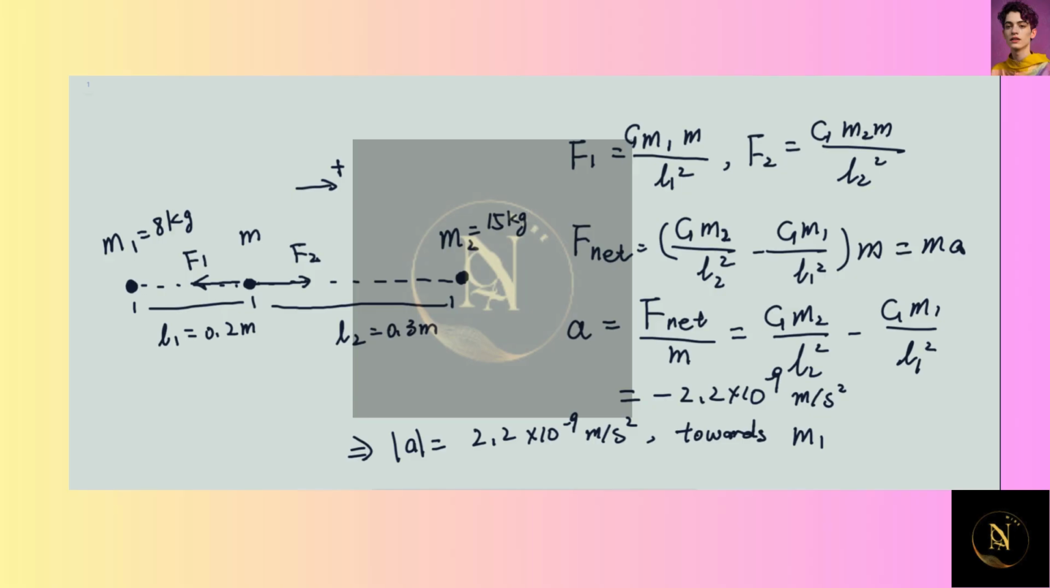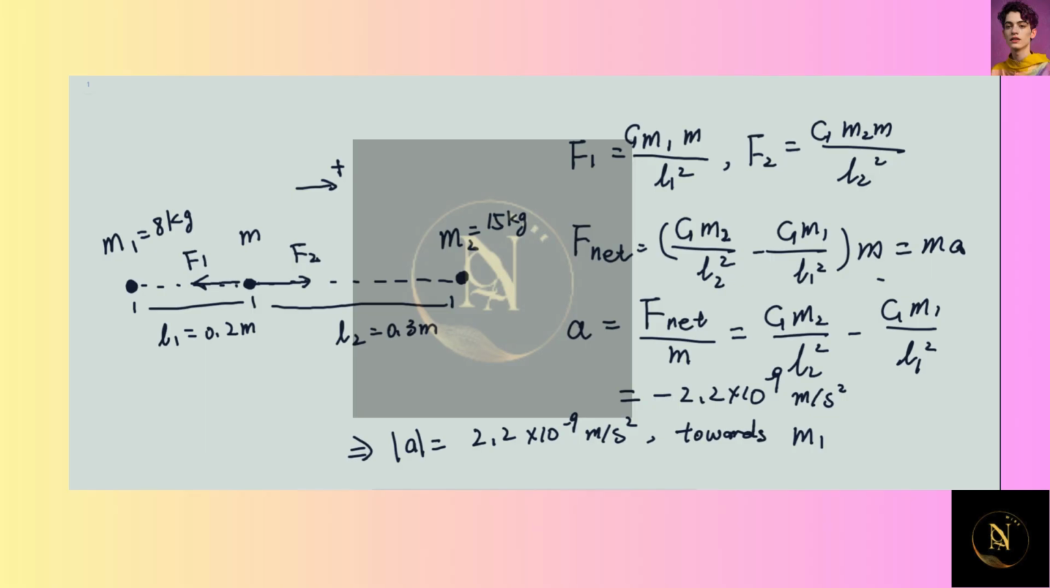So we take M out, and we have G M1 divided by L1 squared here. We have G M2 divided by L2 squared here because we're using F2 minus F1. And we have times M. And according to Newton's second law, net force equals mass times acceleration, right? Hence, the acceleration is equal to the net force divided by M. So this M and M get canceled, and all that is left is G M2 over L2 squared minus G M1 over L1 squared, right?